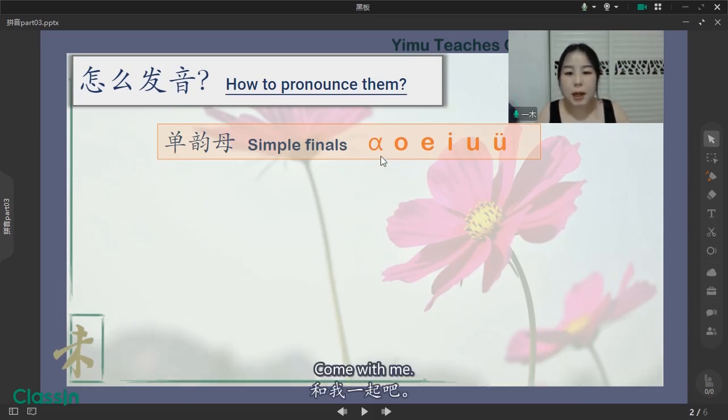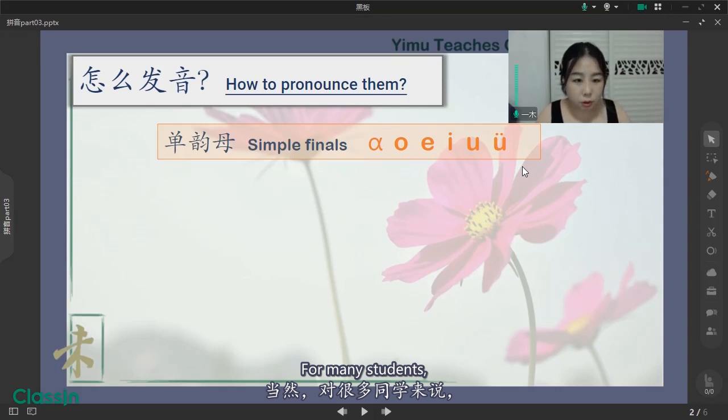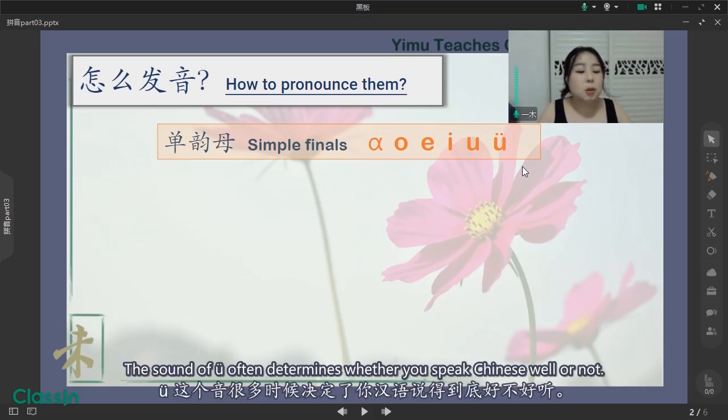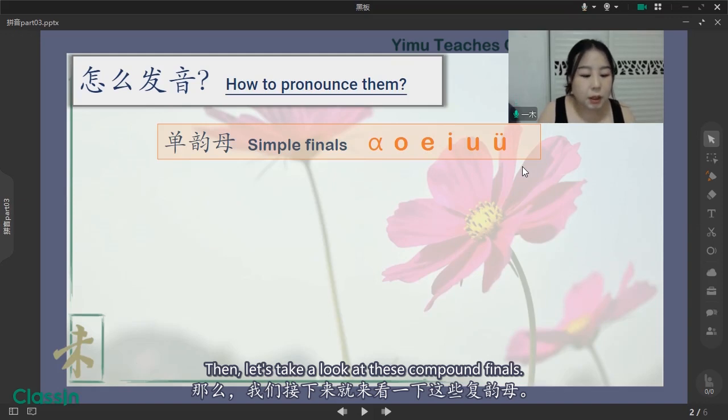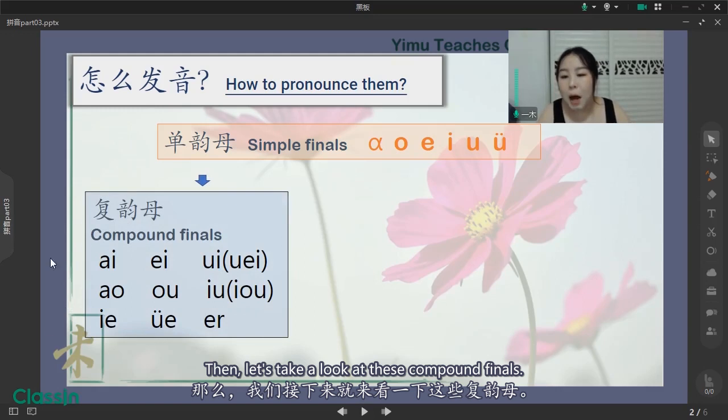Come on with me. A, O, I, U, Ü. For many students, the sound Ü is difficult to pronounce. You must practice more. The sound of Ü often determines whether you speak Chinese well or not. Then let's take a look at these compound phonemes.